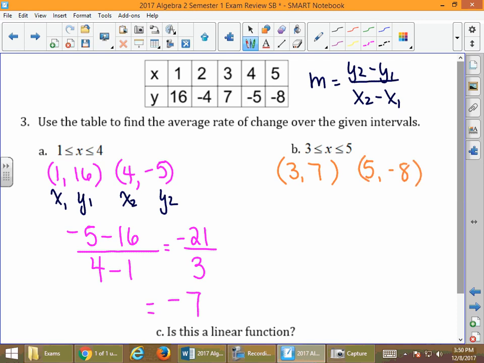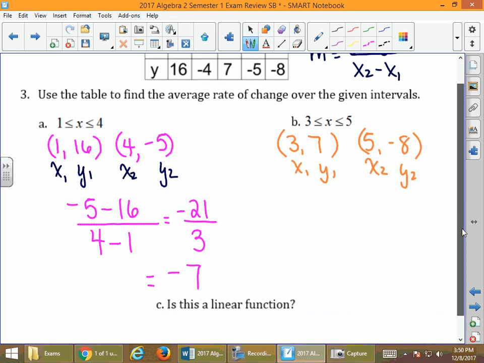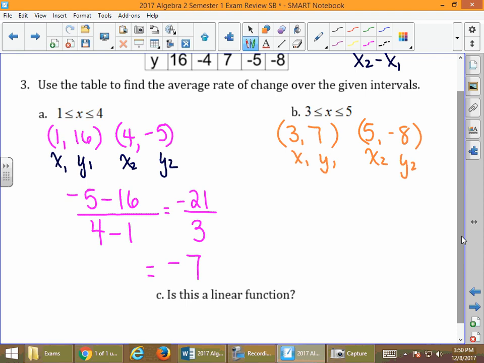And once again, if we look at this, this is x sub 1 and this is y sub 1. Here's x sub 2 and y sub 2. And we're going to put this back into our equation. It's going to be -8 minus 7 divided by 5 minus 3. And -8 minus 7 is -15. And 5 minus 3 is 2. And we can't do anything else to that. There is our average rate of change, which also happens to be our slope.